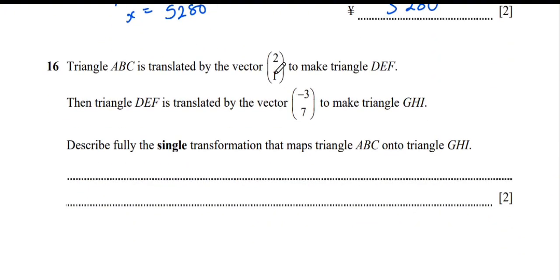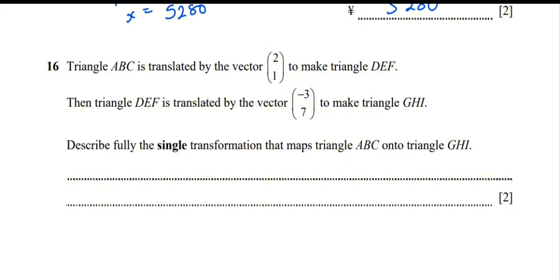Moving on, question number 16 is on transformation. In this question, a triangle ABC is translated by the vector 2 and 1. Remember, in translation, this positive 2 simply means that on the horizontal axis it moves 2, and on the vertical axis, where you have your Y, it moved 1, to make this triangle DEF.